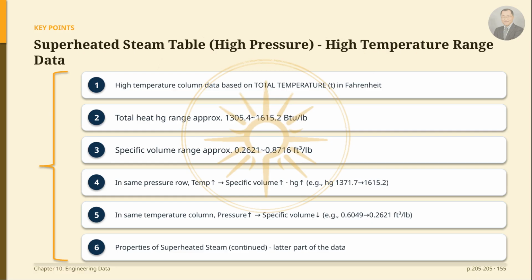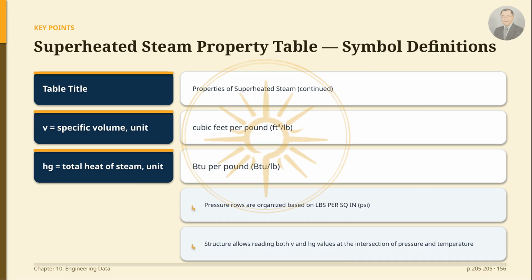For example, the total heat increases from 1,371.7 BTU to 1,615.2 BTU. Second, in the same temperature column, as the pressure increases, the specific volume decreases, dropping from 0.6049 to 0.2621 cubic feet. This table is also labeled as Properties of Superheated Steam, Continued, indicating it is the latter part following the previous data. I would like to introduce the definition of the symbols used in the superheated steam property table.